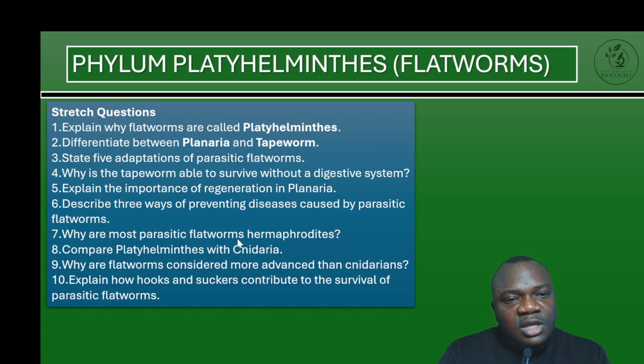Why are most parasites flatworms? Why are most parasitic flatworms hermaphrodites? Compare platyhelminthes with Cnidaria. We did Cnidaria the last time. You can go to the playlist under classification of living things. You see Cnidaria. Why are flatworms considered more advanced than Cnidarians? And explain how hooks and suckers contribute to the survival of flatworms.